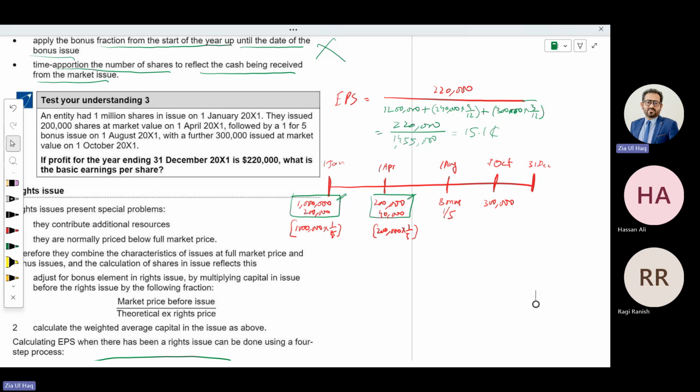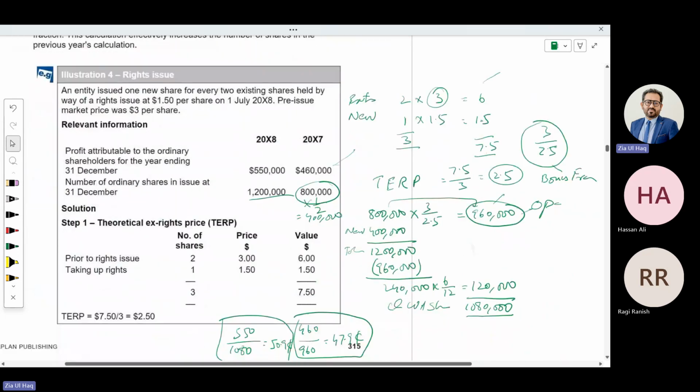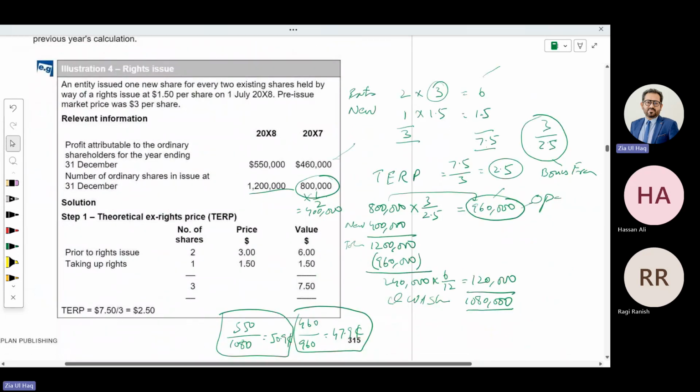So we have covered four concepts: simple basic EPS. If any shares are issued during the year, how to calculate EPS? We need to proportion it. If there is a bonus issue during the year, we don't need to proportion it. If there is a rights issue during the year, first we need to calculate the theoretical ex-rights price. We need to find the bonus fraction. Multiply that bonus fraction with opening shares to calculate opening shares with bonus. Then find the remaining shares issued for cash and proportion it.